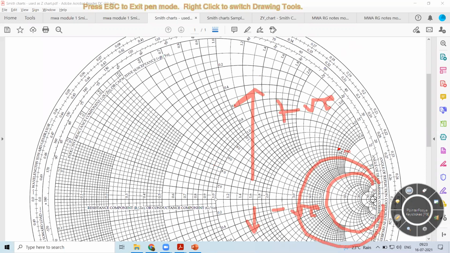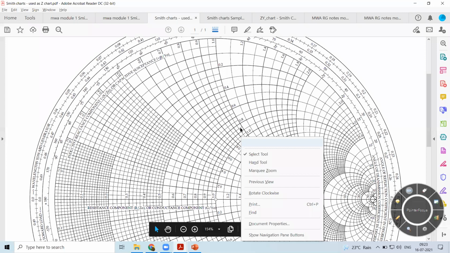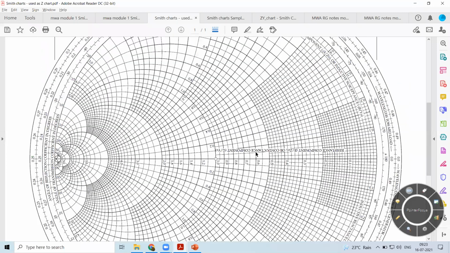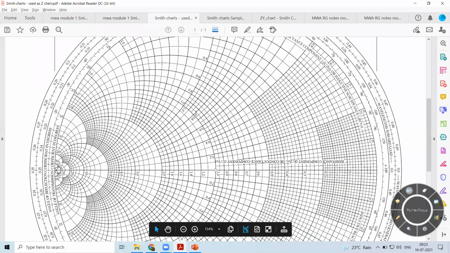Now what happens is there is another change. If I rotate this completely, if I rotate it by 180 degrees, this is nothing but an admittance chart. Previously, what you saw was the rotated circles on this side, this side. So that was actually the Z chart.